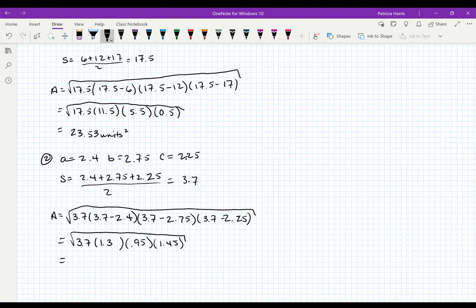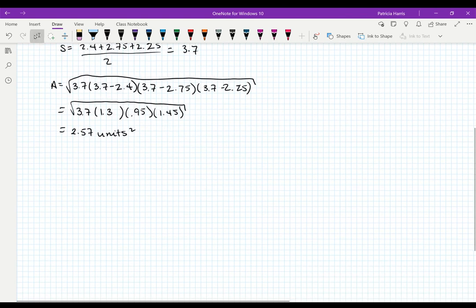And again, depending on your calculator, you get 2.57 units squared with rounding. Okay. All right, number 3.